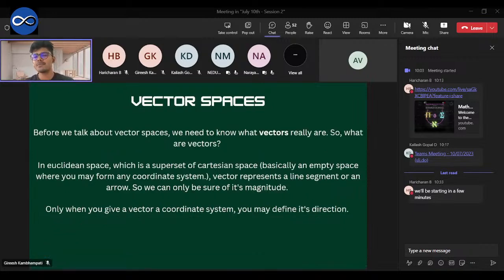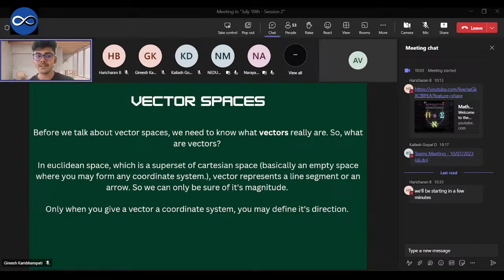Vector spaces. It's a really ambiguous term at this point, but if you want to understand what vector spaces really are, which will be covered later on, we need to know what vectors really are. I'm sure many of you are familiar with vectors, but let's have a small recap. Let's consider a Euclidean space. I like to think of Euclidean space as your imagination. If you close your eyes, whatever space you see is sort of a Euclidean space.